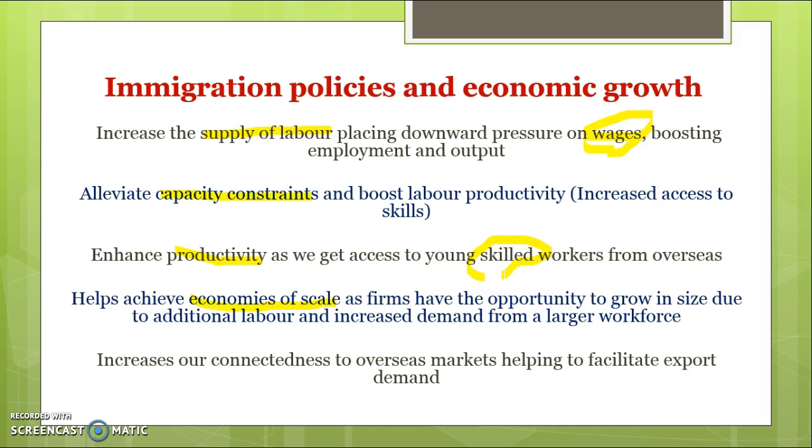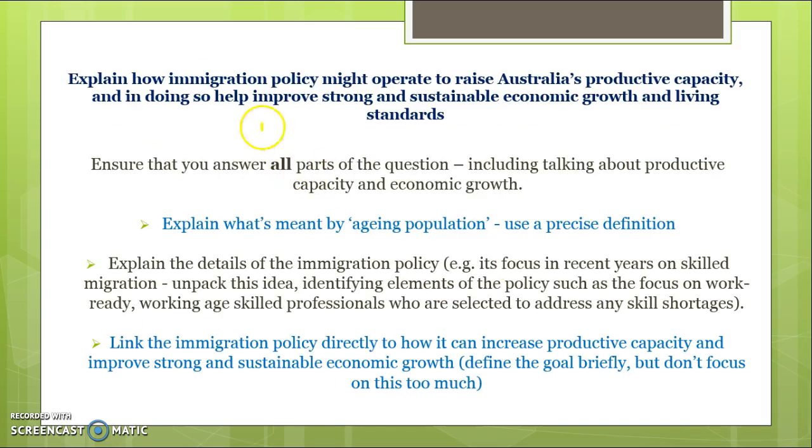So this question here is: explain how immigration policy might operate to raise Australia's productive capacity, and in doing so help improve strong and sustainable growth and living standards. A lot in this question potentially could be a 6-mark question. You'd want to define productive capacity at the start of your answer. You'd want to define strong and sustainable economic growth. And clearly you're going to finish your answer with some links to how immigration helps to improve living standards.